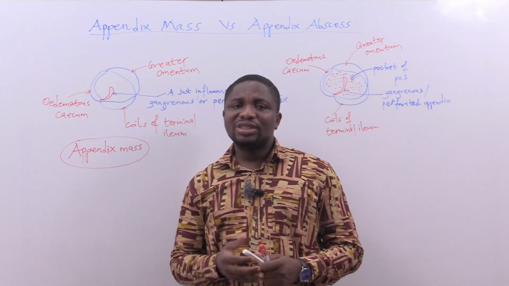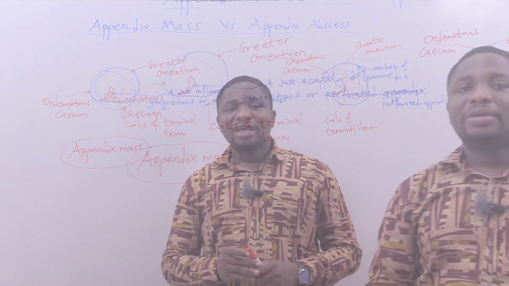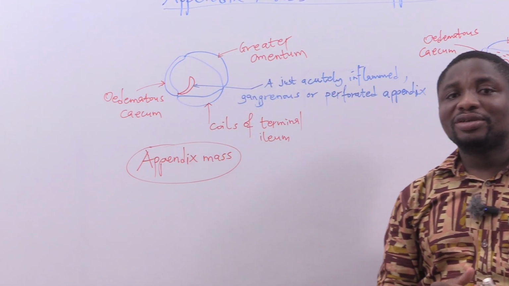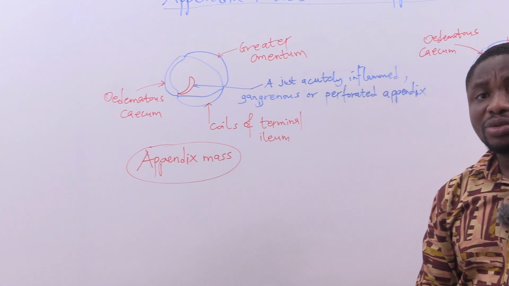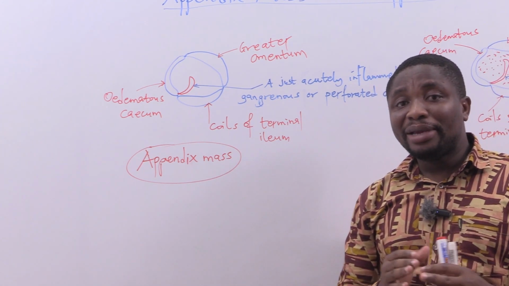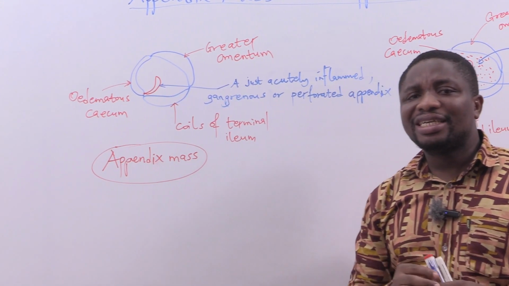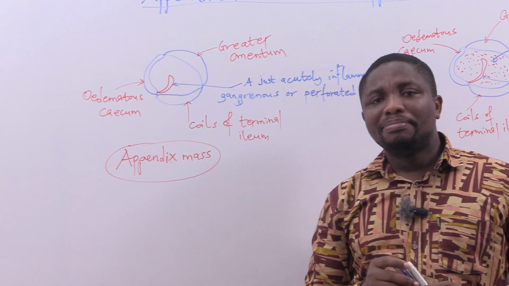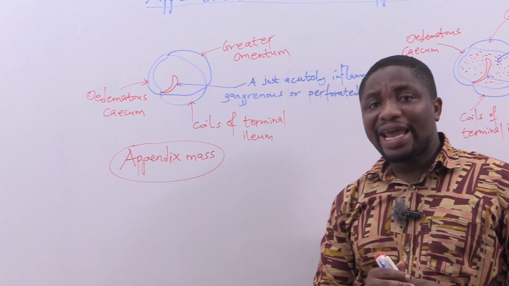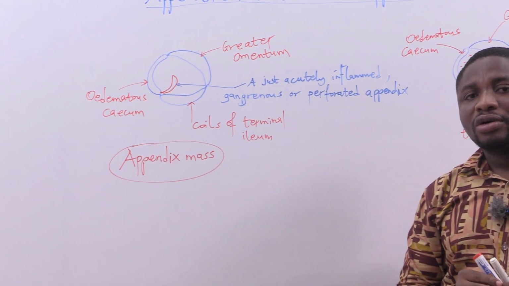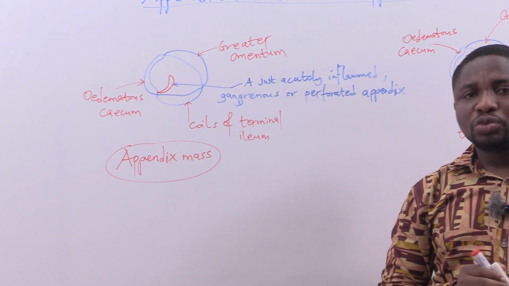Now let's compare the two terminologies, appendix mass and appendix abscess. Let's start with appendix mass. When we talk about appendix mass, we are saying it refers to a just acutely inflamed or gangrenous or perforated appendix buried at the center and surrounded by edematous cecum, coils of terminal ileum, and the greater omentum.